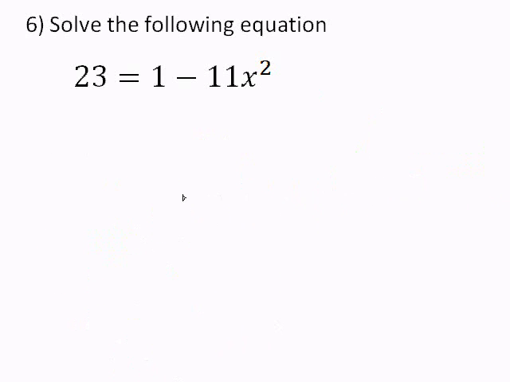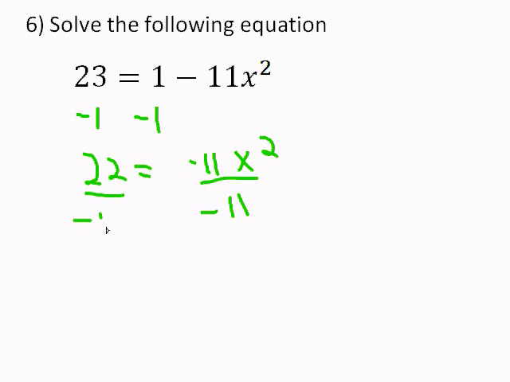For our sixth type of problem, this one actually has the least amount of work in your final answer. We're going to solve it by going in reverse order. So we subtract 1 from both sides. 23 minus 1 is 22, equal to negative 11x squared. Divide both sides by negative 11 to get rid of the negative 11 times x squared. 22 over negative 11 is negative 2 equals x squared.